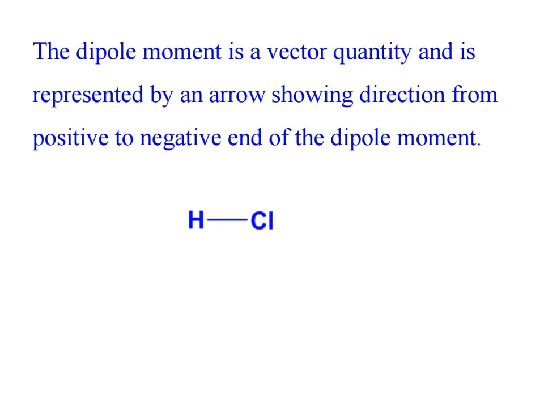Let us see how we have to represent the dipole moment. Let's take one polar molecule, HCl. Chlorine is a more electronegative atom than hydrogen. Chlorine pulls the bonded pair of electrons towards itself, and the chlorine atom gets a partial delta negative charge and hydrogen a delta positive charge.